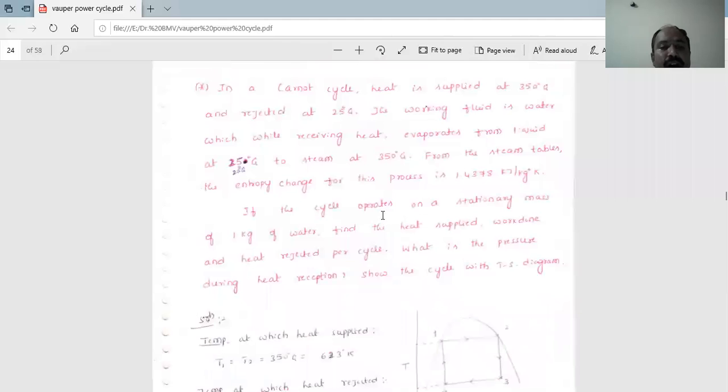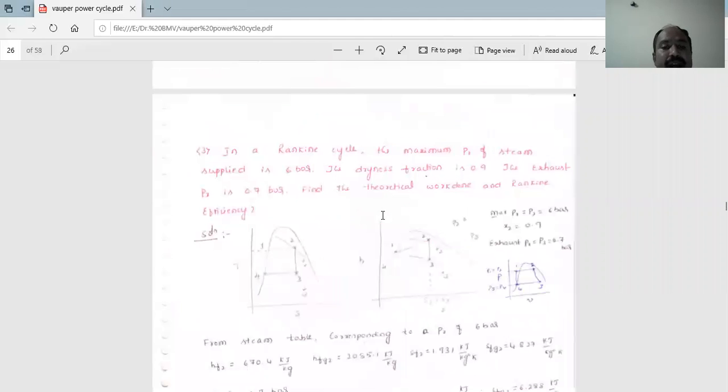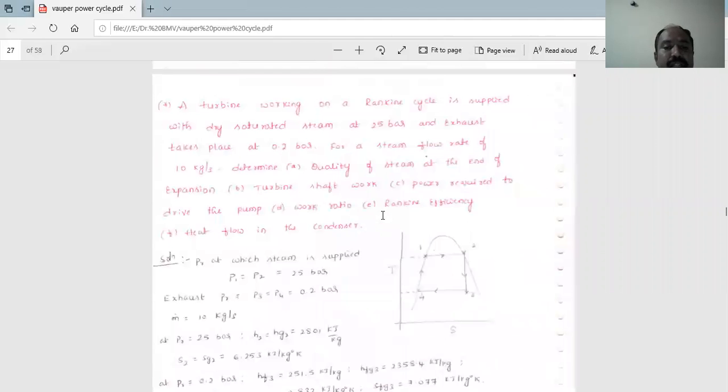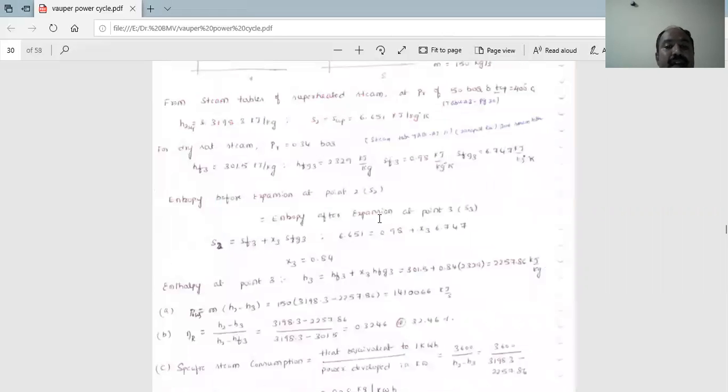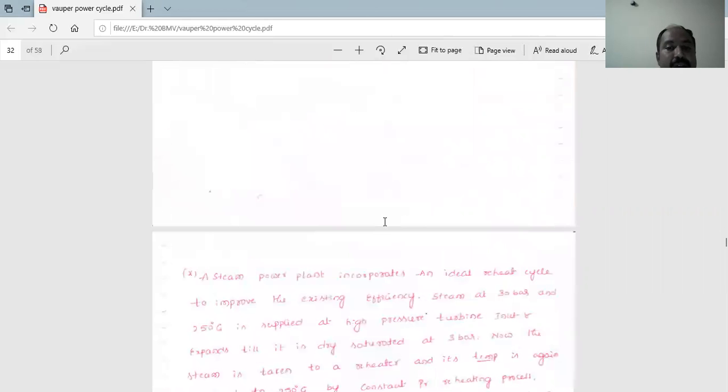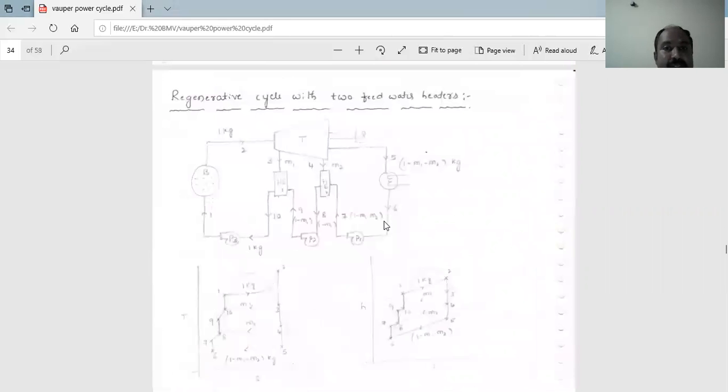Then the last bit of the theory aspects here is the two feed water heater and the binary vapor power cycle. Now we will discuss those two aspects. Then I will complete the theory aspects of the vapor power cycle.